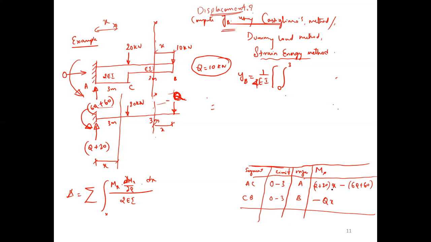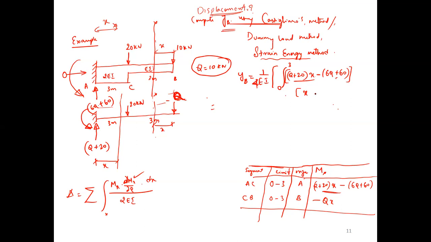What is the remaining Mx? Mx is Q plus 20 into x minus 6Q plus 60. What is the derivative? This is dou Mx by dou Q, with respect to Q. You have to differentiate. If you differentiate, you get x plus 20x, where 20x has no Q term so it is 0. Q into x becomes x. If you differentiate qx, you get x.